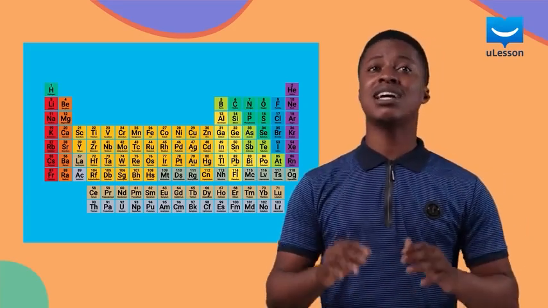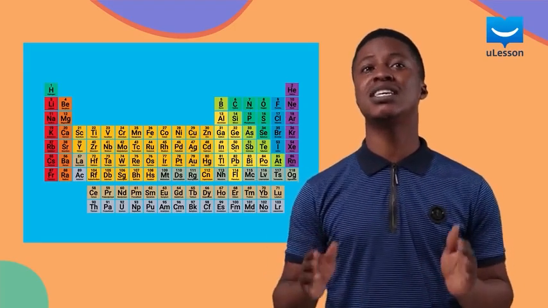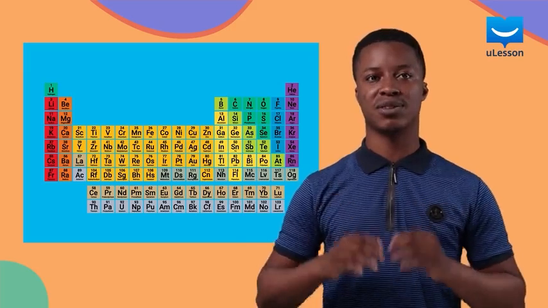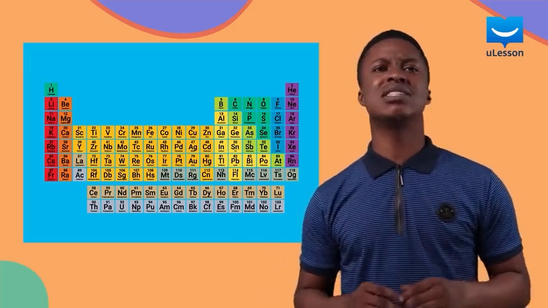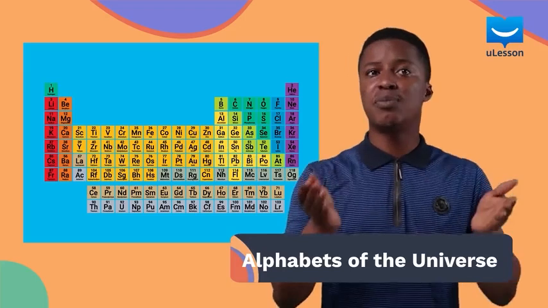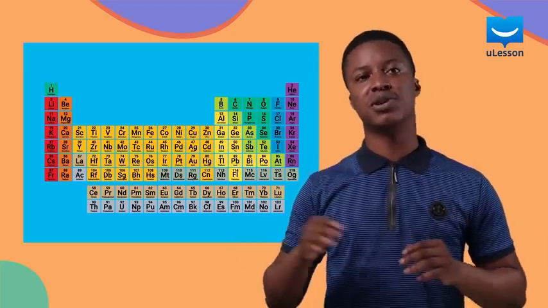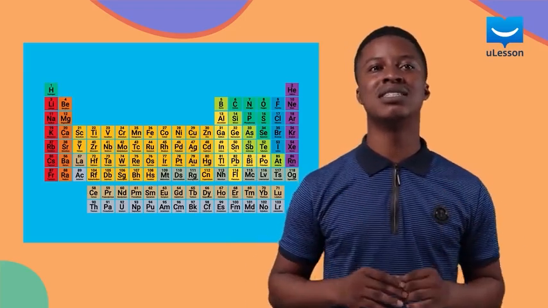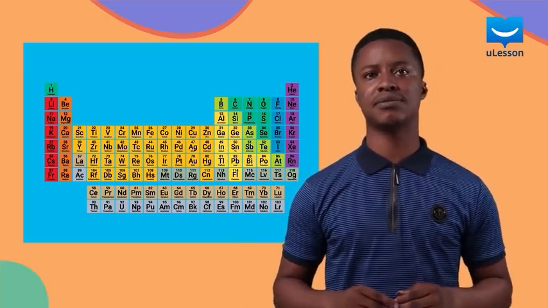The periodic table is actually a special type of table which contains all the currently known elements organized in such a way that makes a lot of sense. The periodic table is like the alphabet of the universe because every substance in the universe is made up of elements which can be found in the periodic table. The periodic table is an organized chart of elements following a particular pattern.